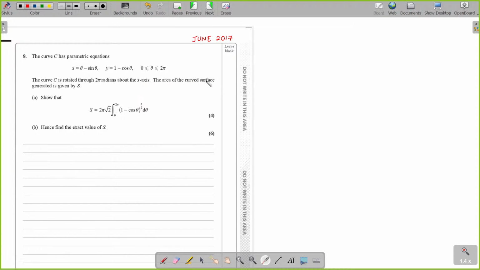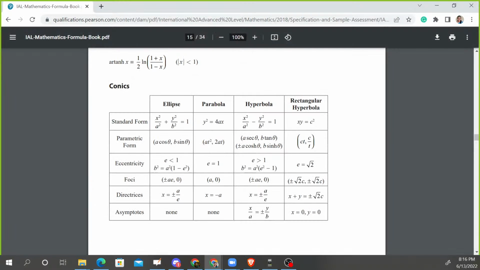So to do this, you must know that there are certain equations to use. I think it's there in your formula book also, right? So if I show you the formula book, now they say the curve C is rotated through 2 pi radian about the x-axis. The area of the curved surface generated is given by S. Show that S is equal to this equation. How do we do it? So either you need to remember or it's there in your formula book. So this is the formula book, I think.